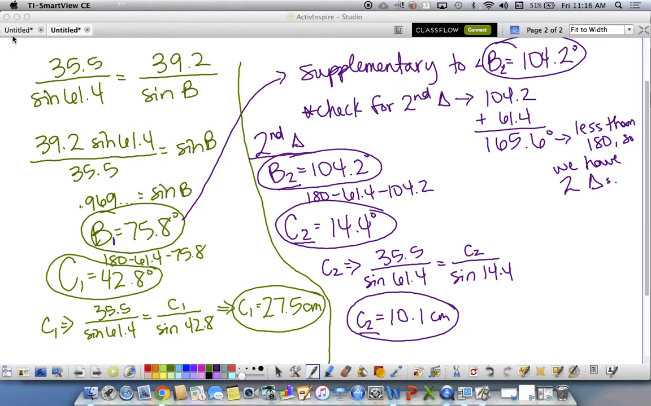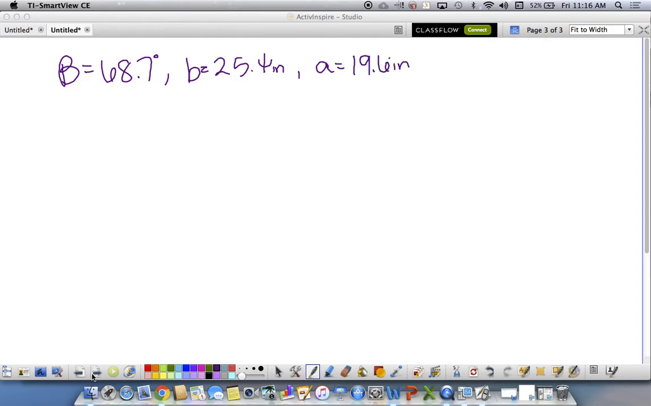I'm going to give you one more to decide if it is 0 triangles, 1 triangle, or 2 triangles. Okay, here we go. Angle B is 68.7 degrees. Side B is 25.4 inches. And little a is 19.6 inches. Two questions again: how many triangles? And then solve triangle ABC.